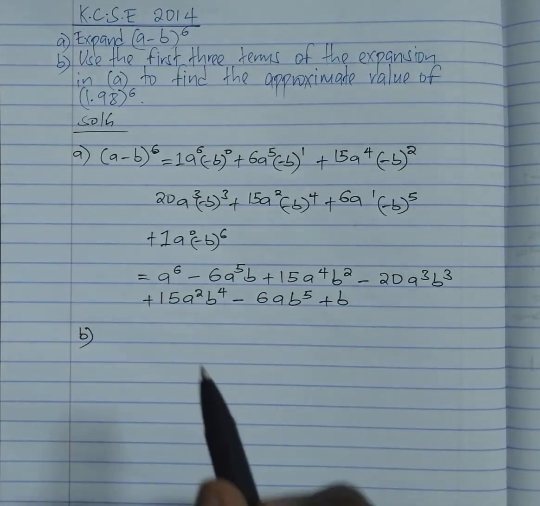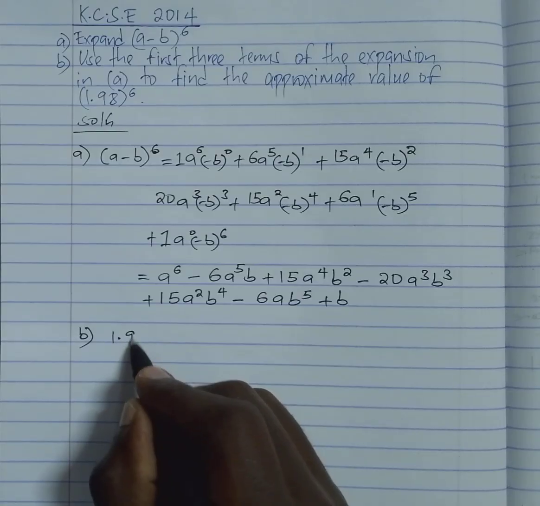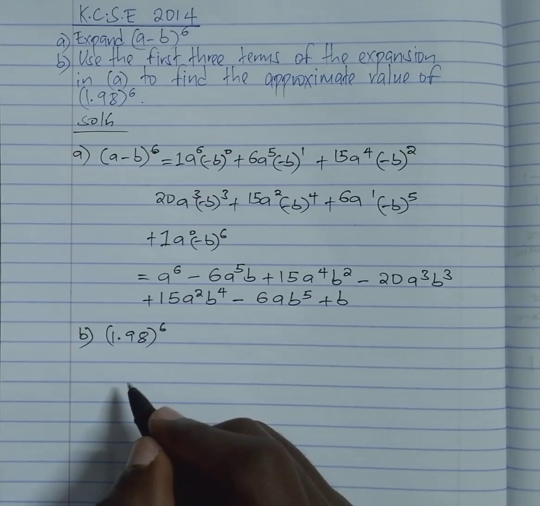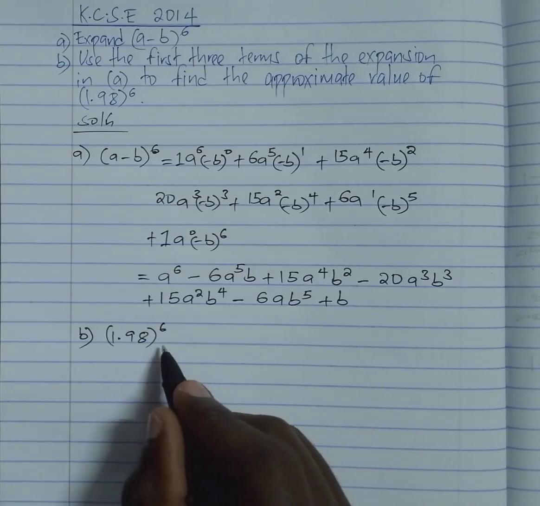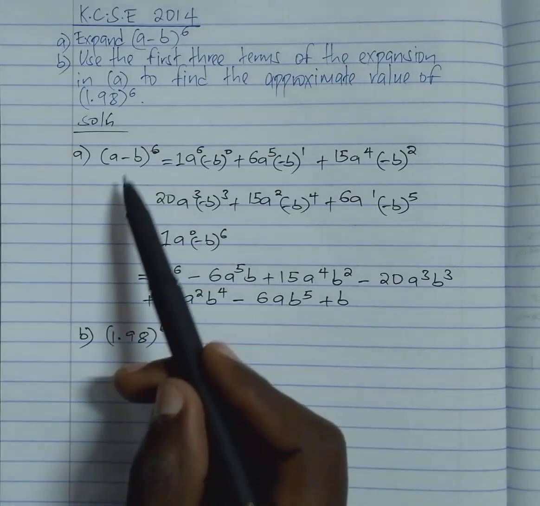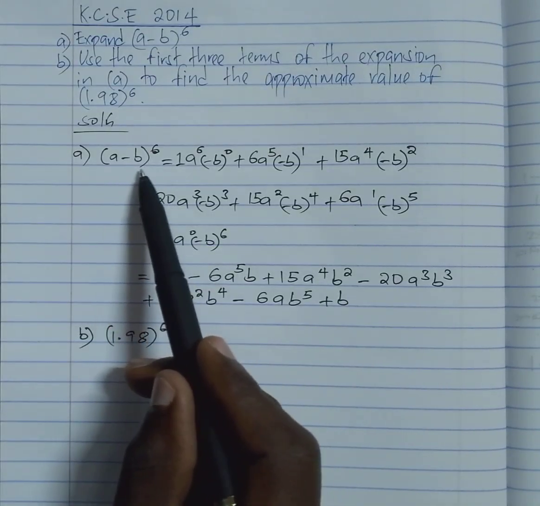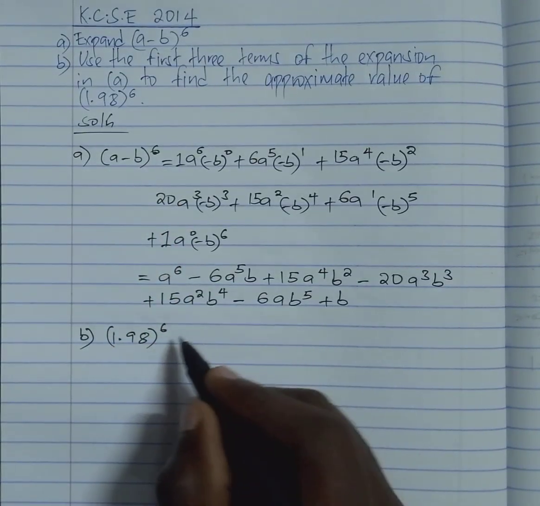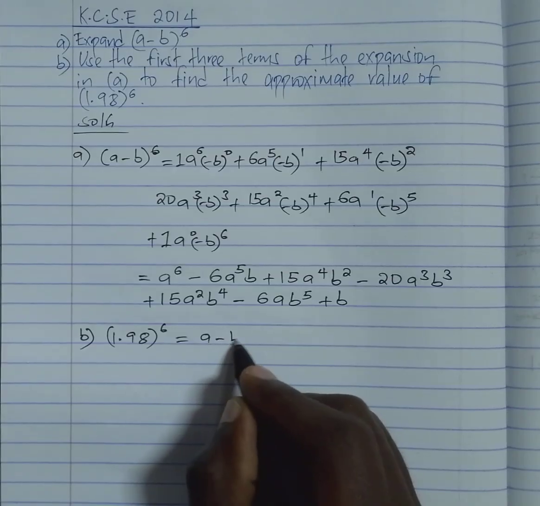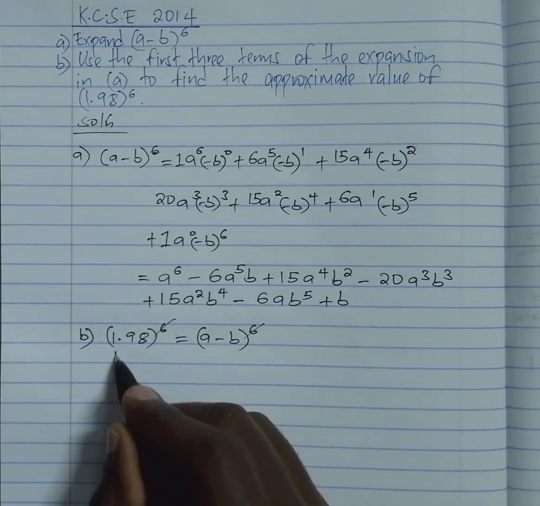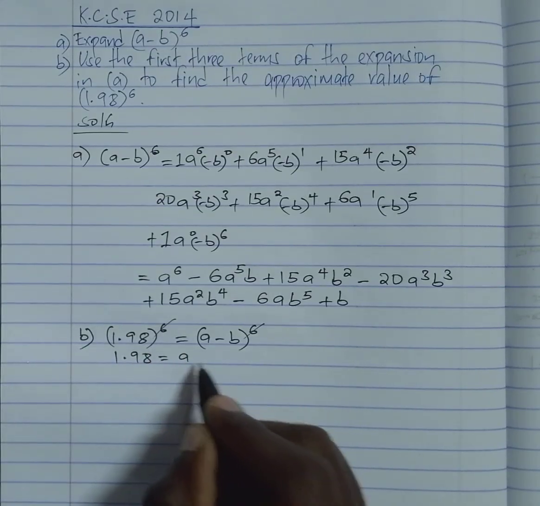So we have 1.98 to power 6. Here, the first step once you're given this number is to look for a term to be able to find a and b, so that it can change it to look in this form, a minus b to the power of 6. So you're going to equate the two. 1.98 to the power of 6 is equal to a minus b to the power of 6. The powers are the same, so you can cancel them. We remain with 1.98 is equal to a minus b.